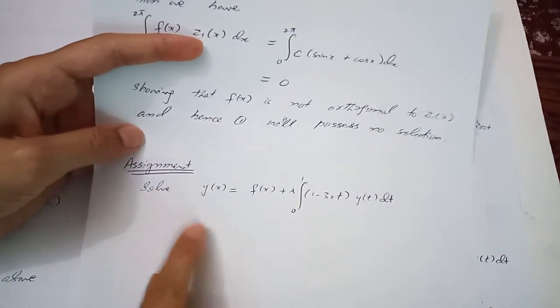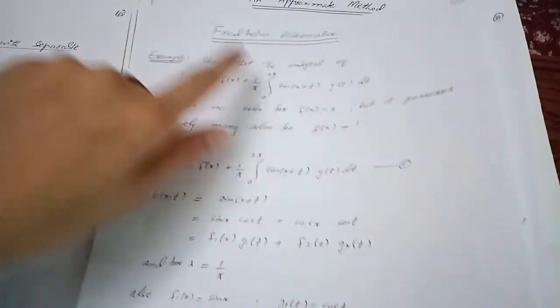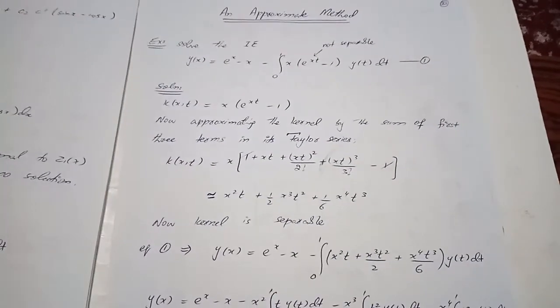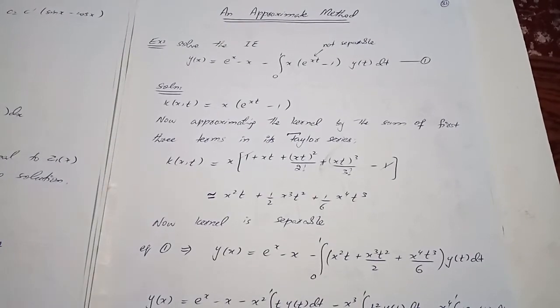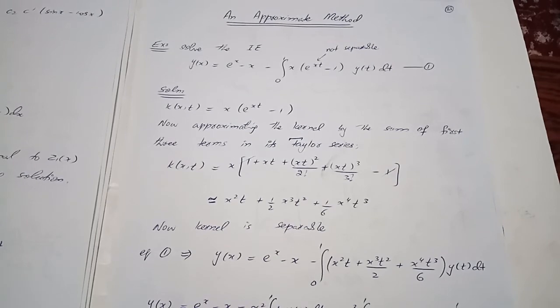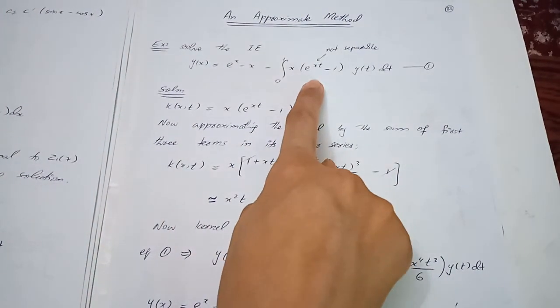Now in the same way you are given this assignment: you have to solve this equation the same way we did with this Fredholm alternative method. After this method that we did, our next lecture will be based upon an approximate method for the integral equation when your kernel is not separable.